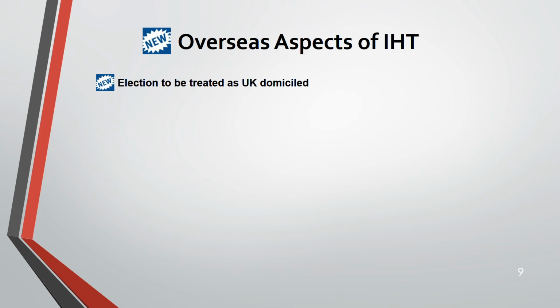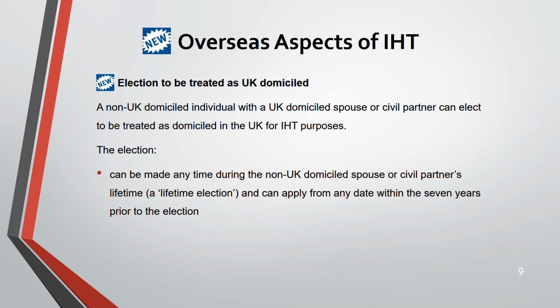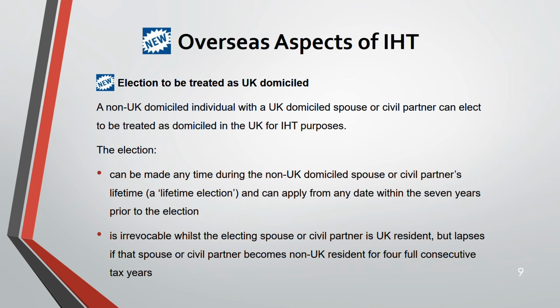Next is election to be treated as a UK domicile. If you are a non-UK domicile, but you are having a UK domicile spouse, you can elect to be treated as domicile in UK for IHT purpose. This election can be made anytime during the non-UK domicile spouse's lifetime. It's a lifetime election, remember. And it can apply from any date within 7 years prior to the election. It's irrevocable. Once made, you can't change.